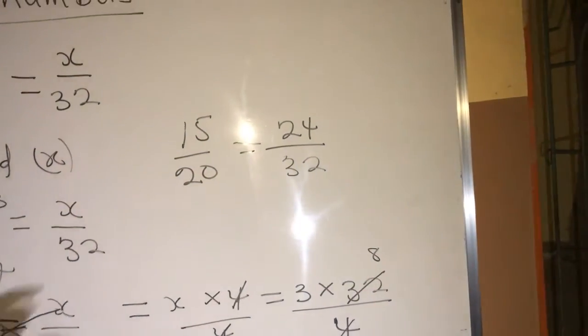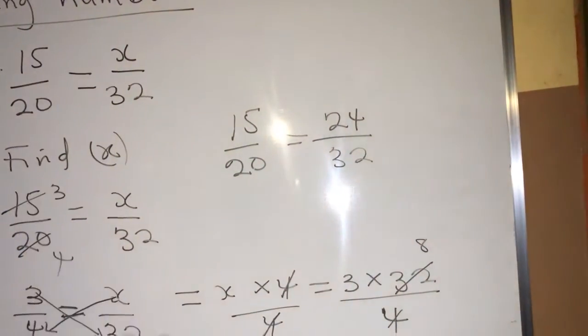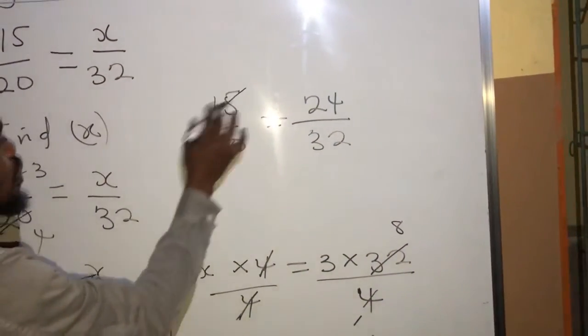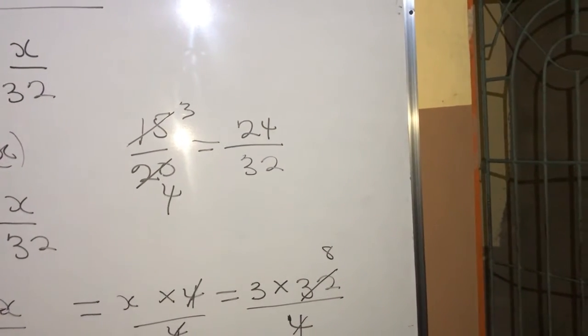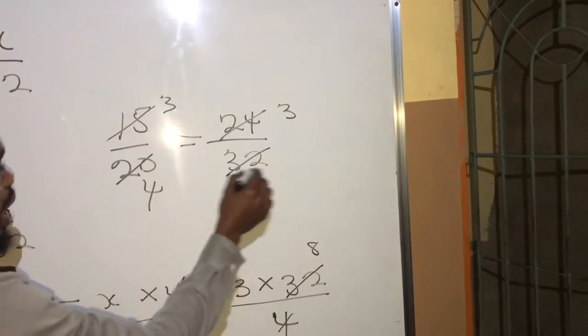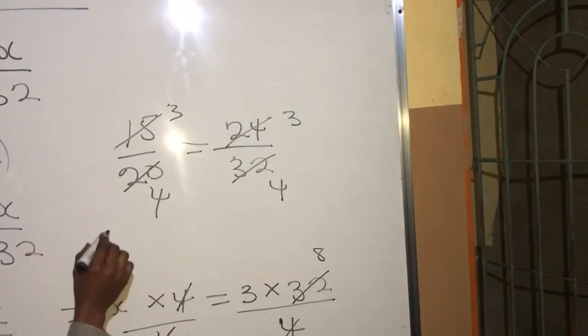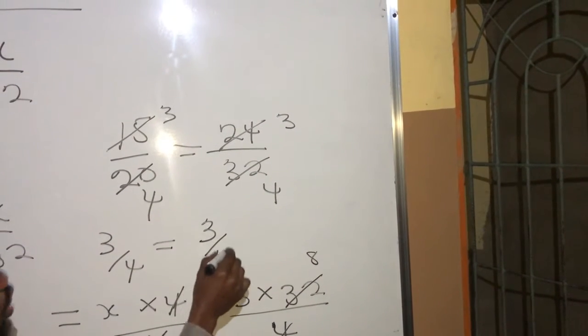Alright? Now, if I break these numbers down, I have to get the same fraction. Now, 5 goes here, 3 goes here, 4, right? 8 goes here, 3 goes here, 4. So I have here 3 out of 4 equals 3 out of 4.